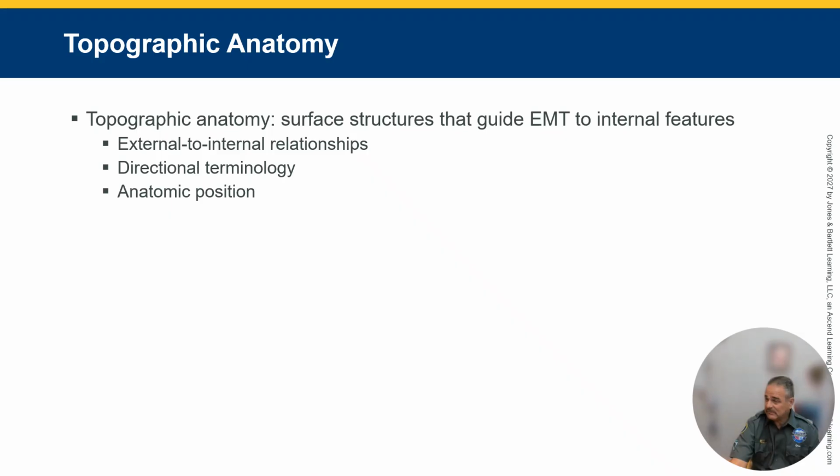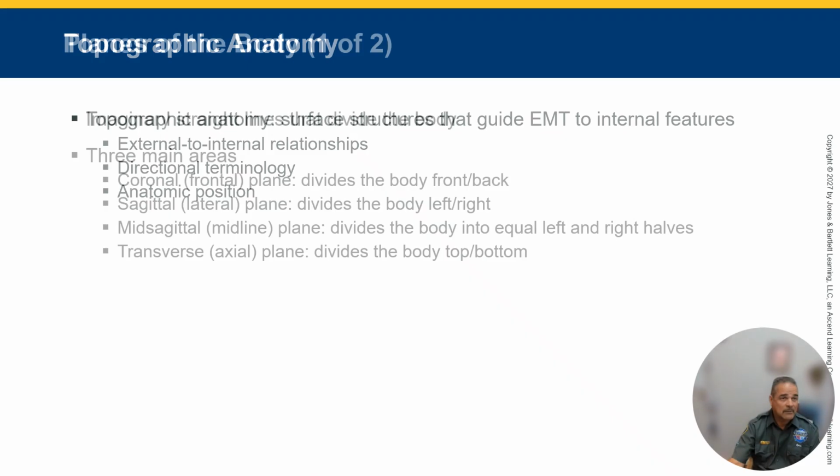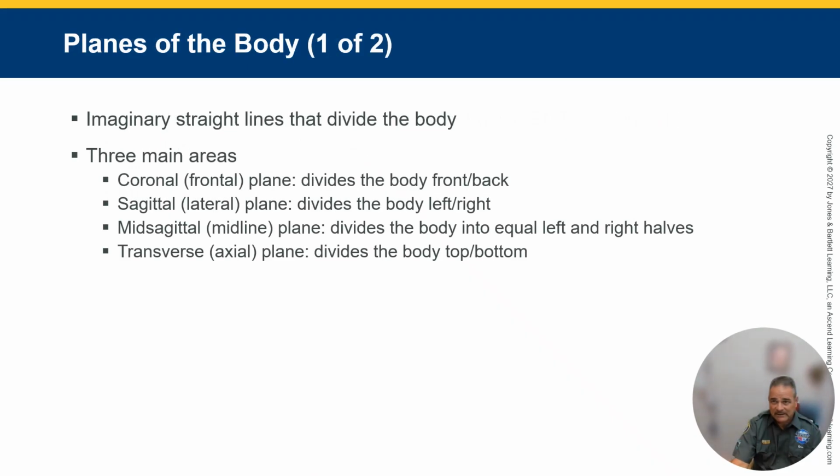And then directional terminology. This ensures the consistency and the clarity of the communication. That comes back to that medial and lateral, those kinds of things. And then anatomic positions. The patient stands facing you, arms at his side and palms forward. Planes of the body. Imaginary straight lines that divide the body.